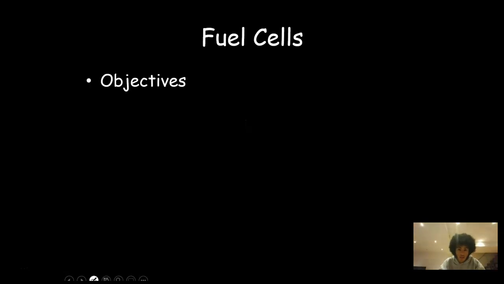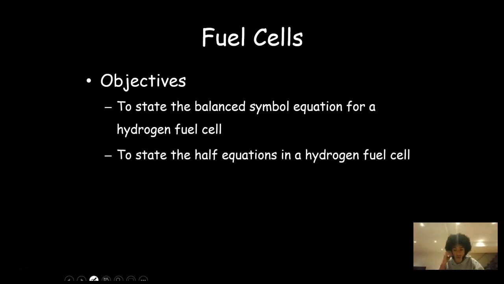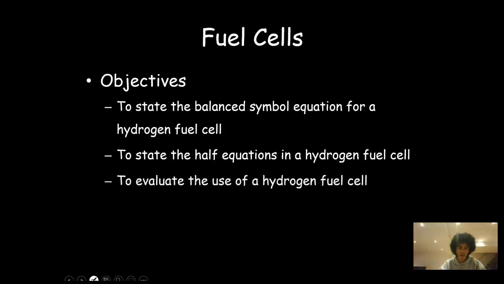So the objectives of today's video are threefold. Firstly, is to state the balanced symbol equation for a hydrogen fuel cell. It's pretty straightforward. Secondly, is to state the half equations in a hydrogen fuel cell. I'll probably talk quite a lot about this one in particular because I want to communicate exactly what's going on in terms of the movement of electrons in those half equations, because if you understand that, then you really understand how fuel cells work, basically. And then finally, I'll very quickly go through the pros and cons of a fuel cell, basically evaluating them.